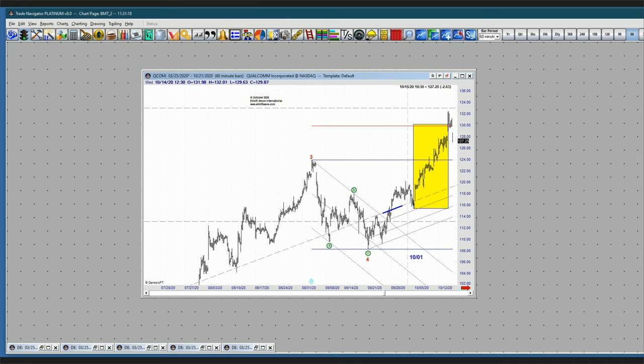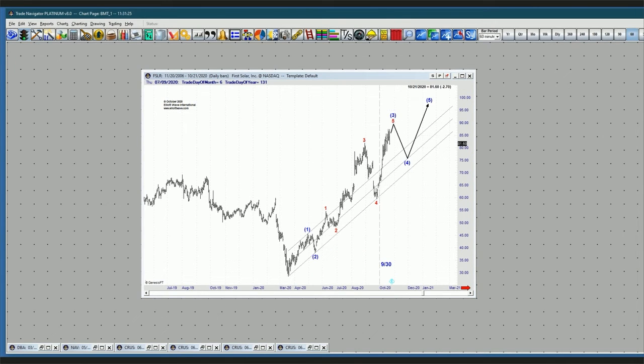We're going to take a look at First Solar. We were talking about First Solar on September 30th.